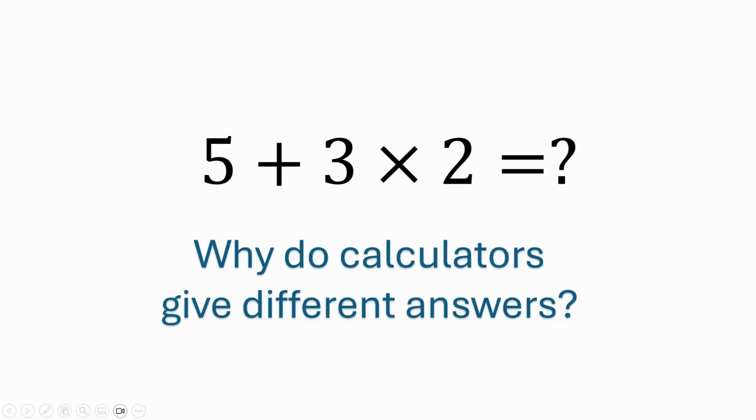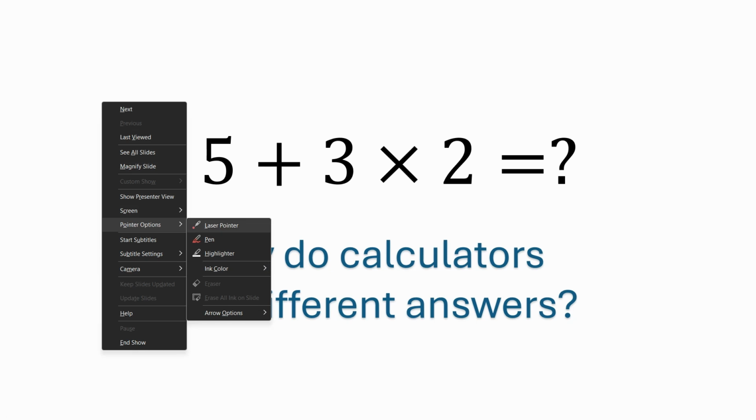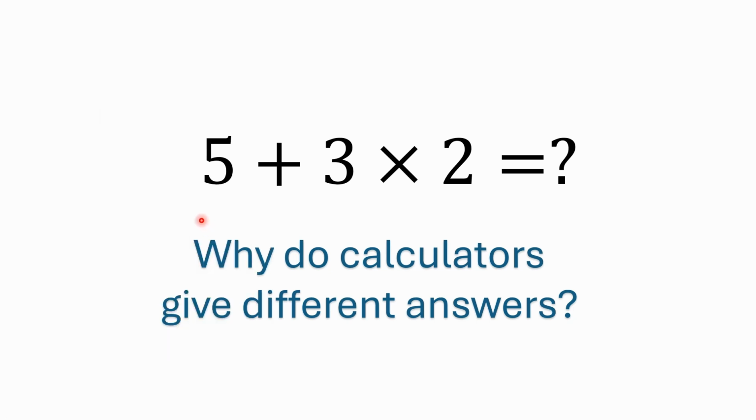Everybody, and welcome back to the Math Puzzle Crash Course. We have got a little simple problem here. It's 5 plus 3 times 2. And I'm not so concerned about working through it normally as we do in some of the other problems, but I want to cover this topic of why do calculators give different answers.